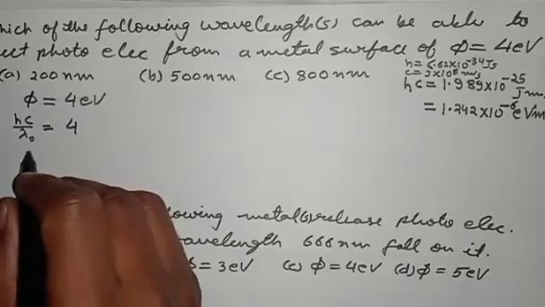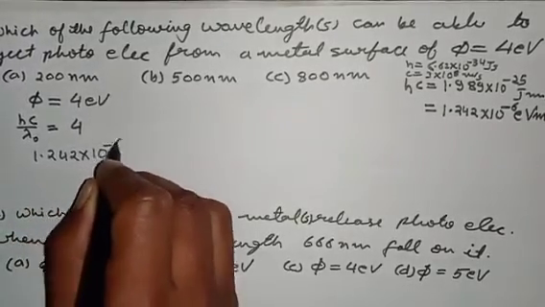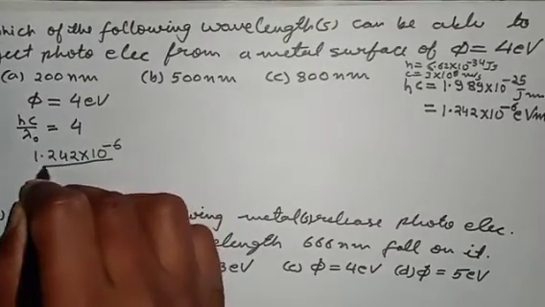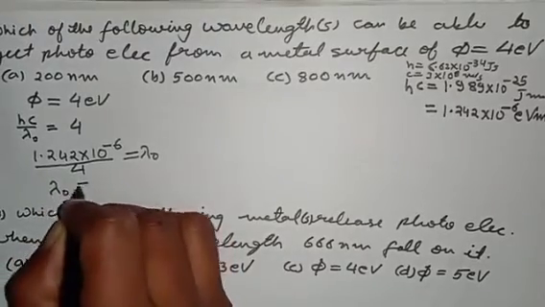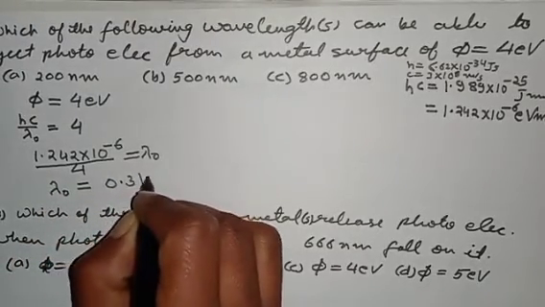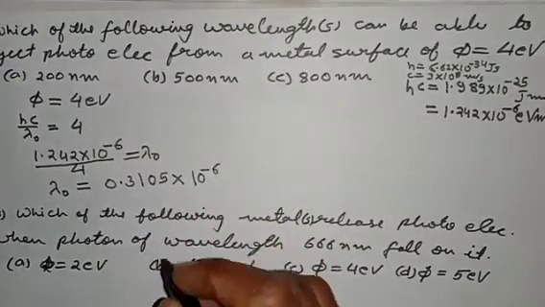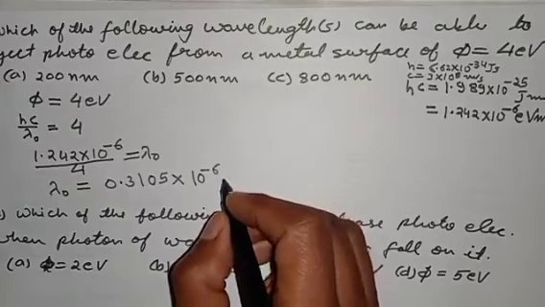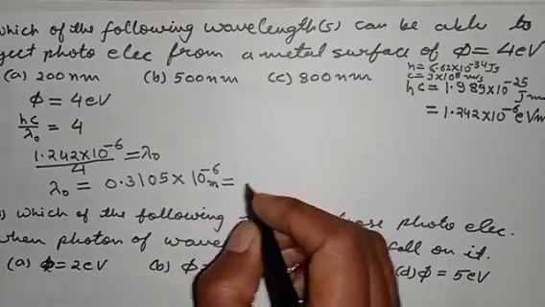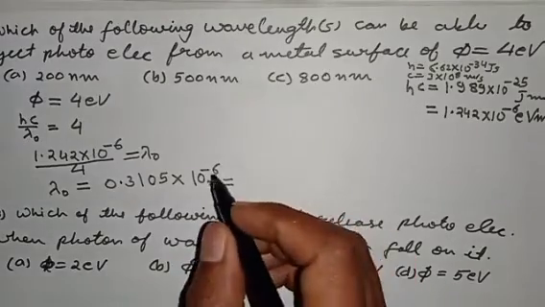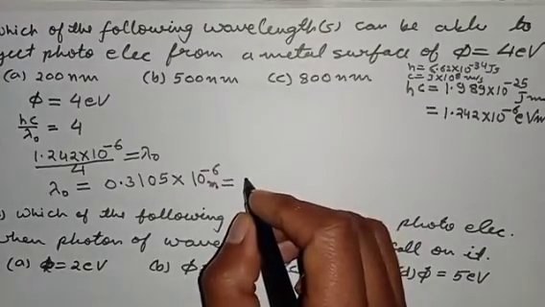So hc is 1.242 into 10 to the power minus 6 upon lambda, so I'm putting 4 and taking lambda naught here. So lambda naught will now be 0.3105 into 10 to the power minus 6. This is in meter. In case we want to convert it into nanometer, then we have to multiply. See what will happen. It is a tricky way to do that.